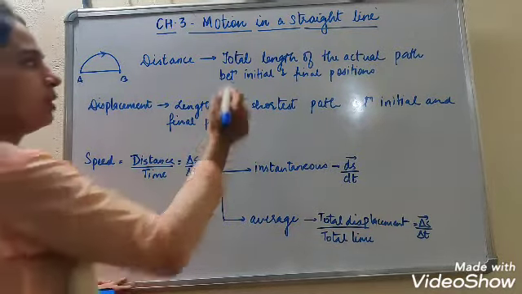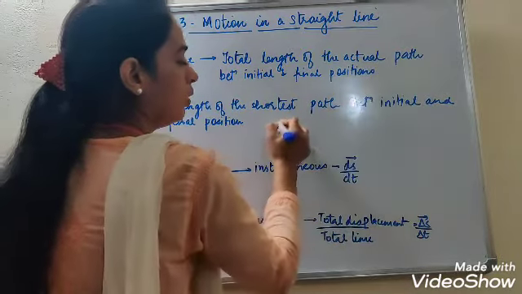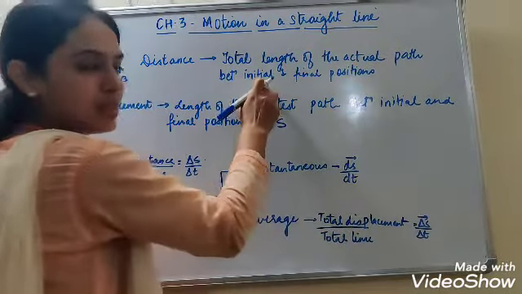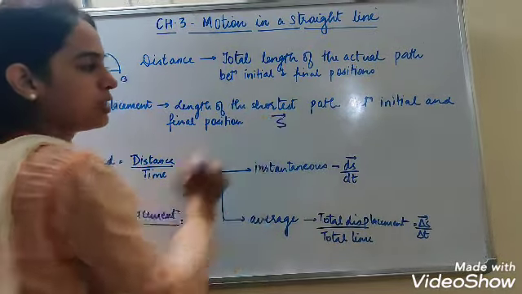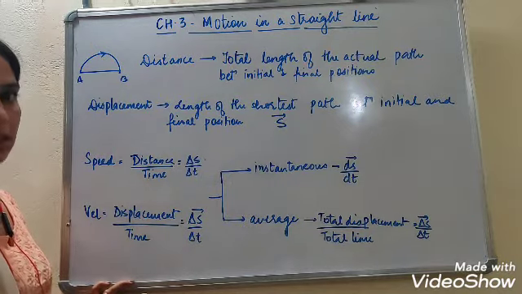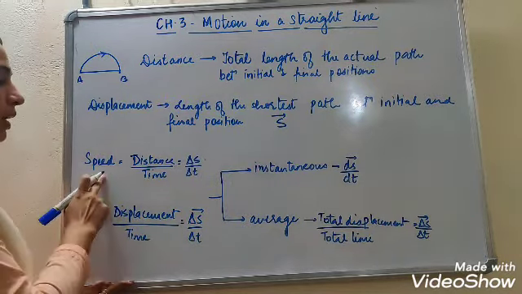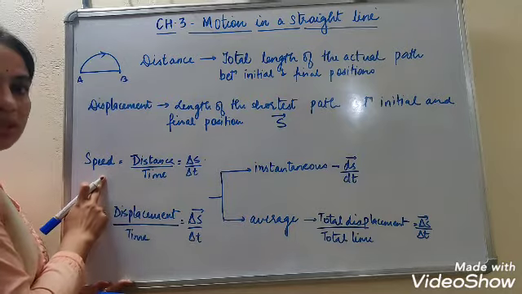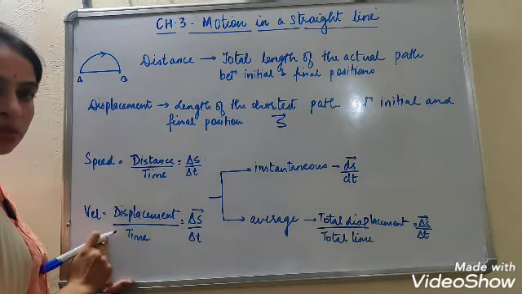Both distance and displacement are denoted by S. Distance is a scalar quantity, displacement is a vector quantity. So we denote displacement with the vector sign. Then we also discussed about speed and velocity.